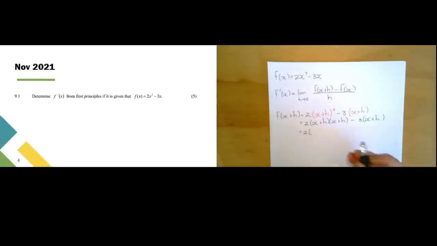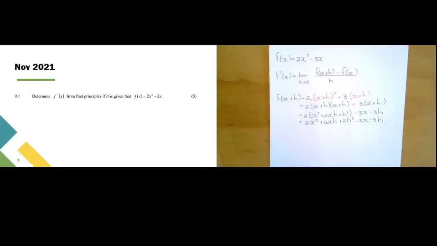So if I multiply out my brackets first, that's x squared plus xh is plus 2xh plus h squared. I'm going to multiply the negative 3 into the second bracket, so that's negative 3x minus 3h. I still have to multiply my 2 into the first one, so that's 2x squared plus 4xh plus 2h squared minus 3x minus 3h. And I look at that and there's no like terms to add up. So I've done the f of x plus h.